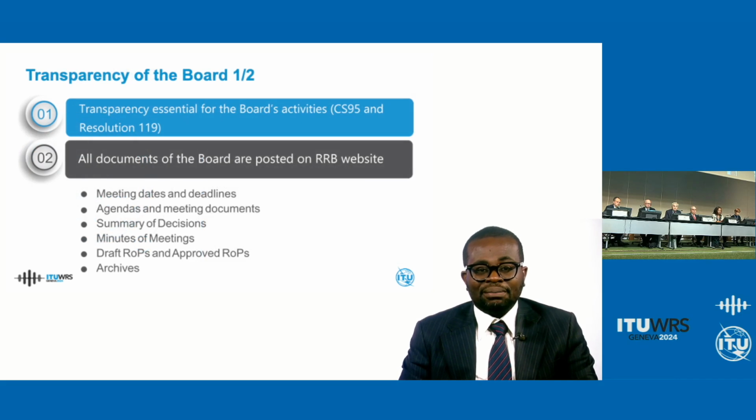Transparency of the board. Number 95 of the Constitution mandates the board to be transparent in the development of rules of procedure.